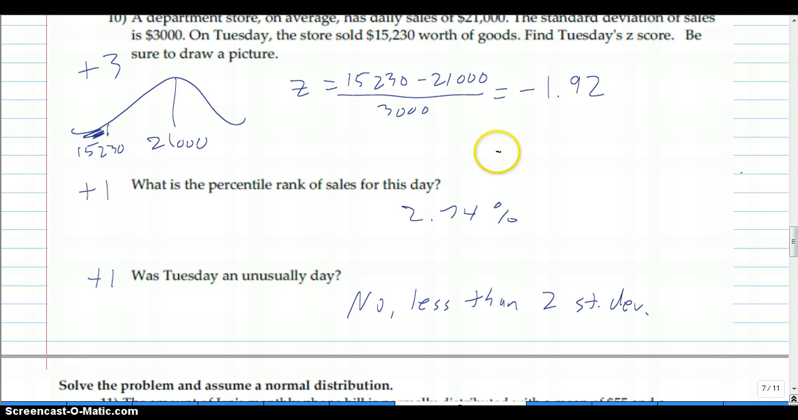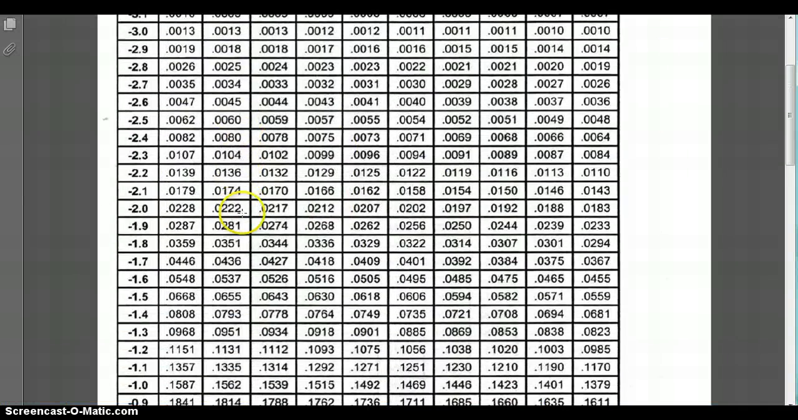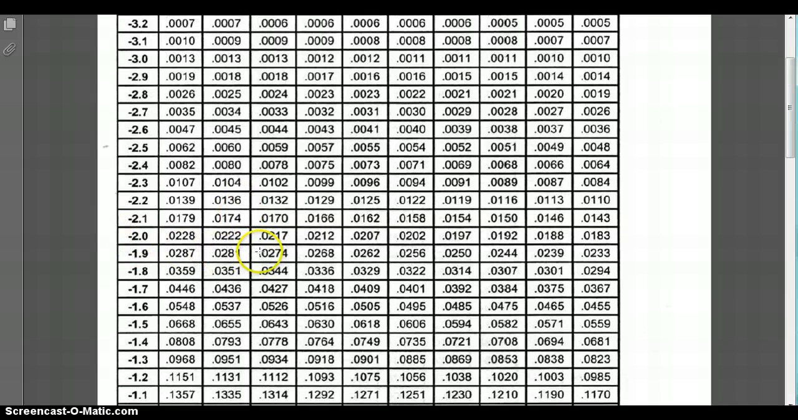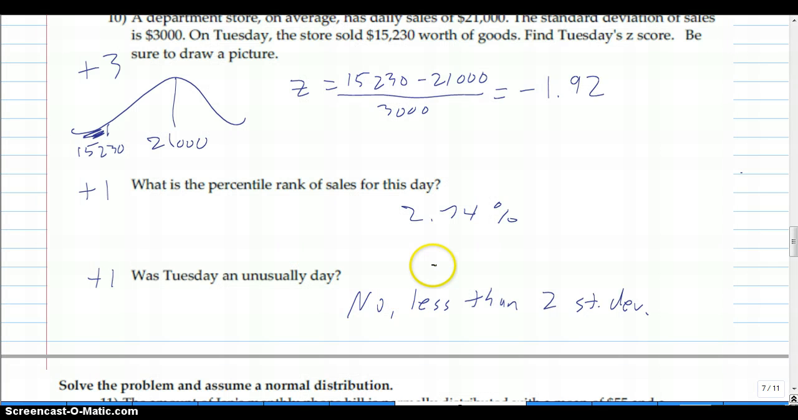So if I look up negative 1.92 in the z-table, let's do that real quick. Negative 1.92 puts this right out here. So there it is. It puts us at 0.0274. That's the percent that is below that particular one. Is that unusual? In general, our book has been saying 2 standard deviations below the mean. So we're going to say no on that.